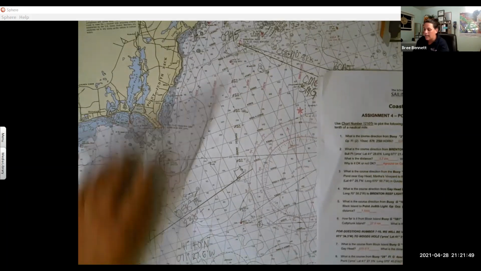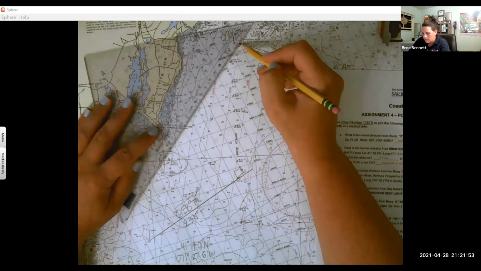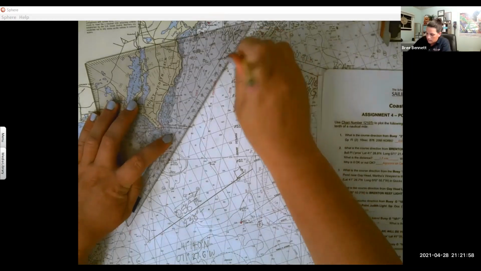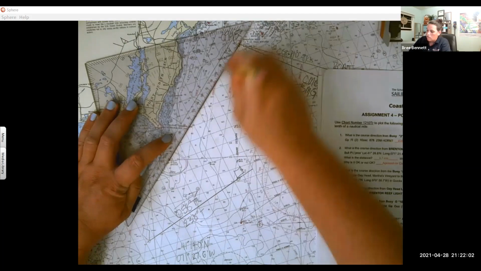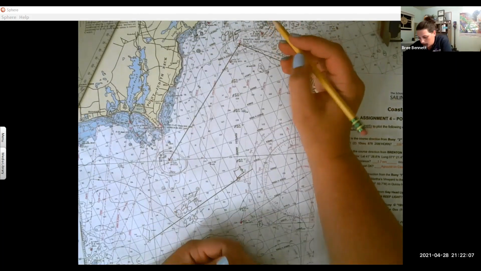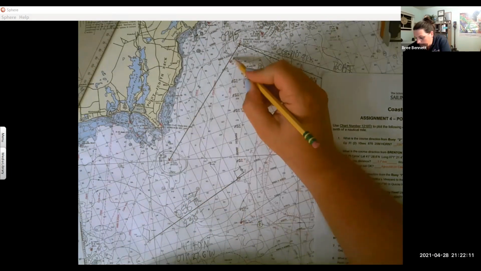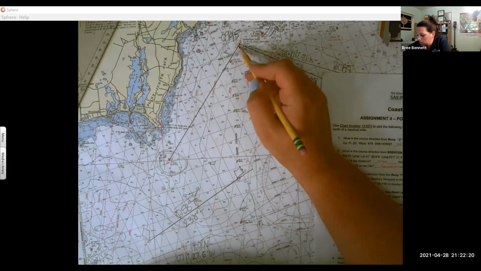So we are going to connect the dots. Here's the light, and here is the buoy. So we're just going to connect the dots. We drew a line. Anytime we draw a line, we want to look. Looks like deep water, but we are passing very close to a buoy. So we want to make sure we're not hitting this buoy as we head for the light.